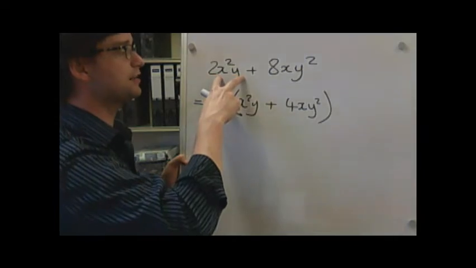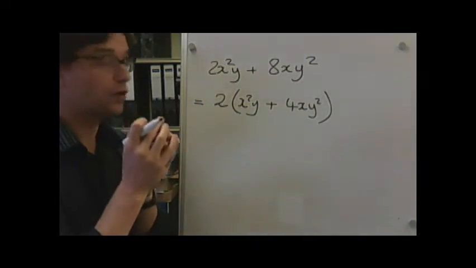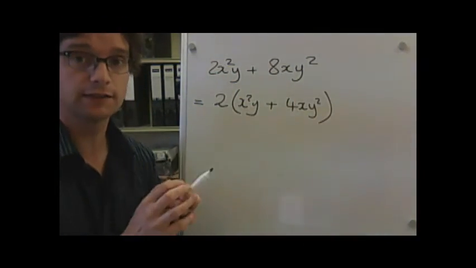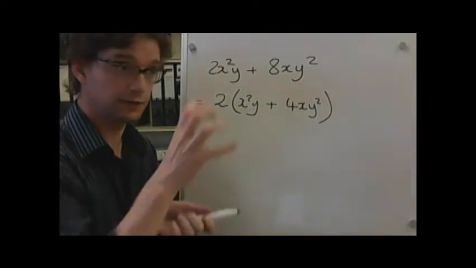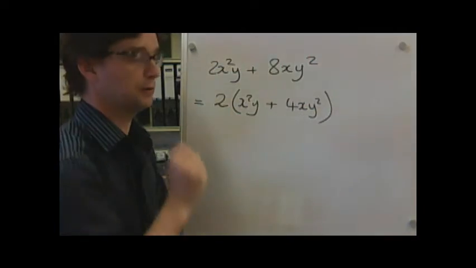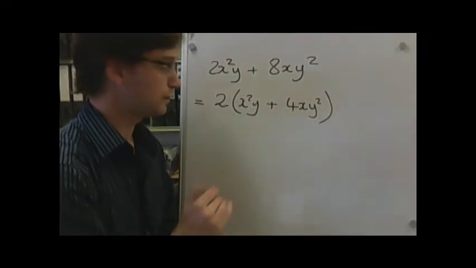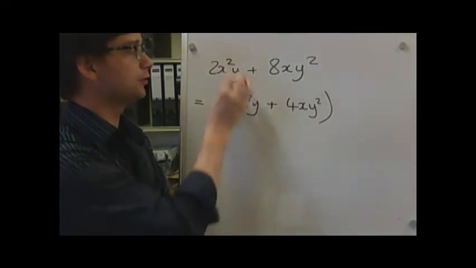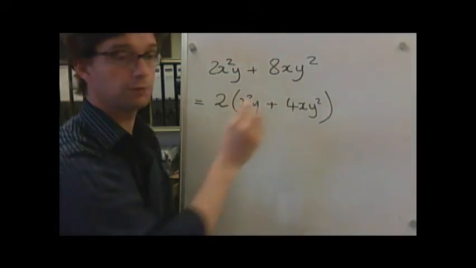Notice, I'm not scared by the fact that this is x squared y and this is xy squared. It doesn't matter. They're just a blob of stuff. I've got 2 lots of this blob of stuff and 8 lots of this blob of stuff. And if I bring the 2 out, that means I need 1 lot of this blob of stuff and 4 lots of this blob of stuff.